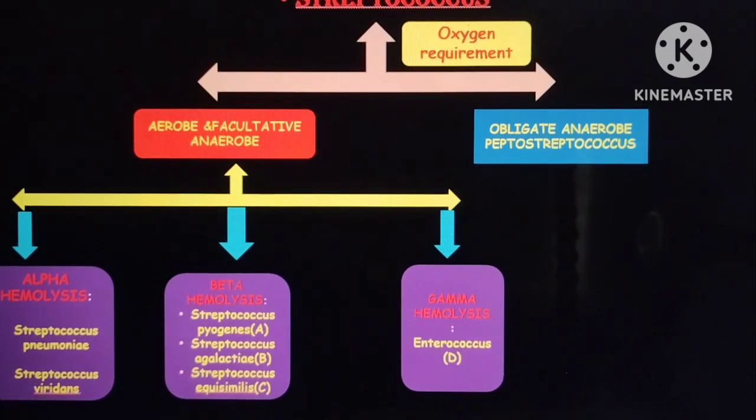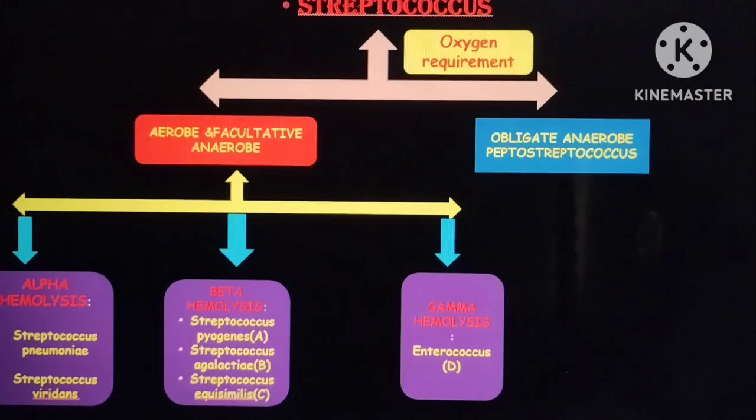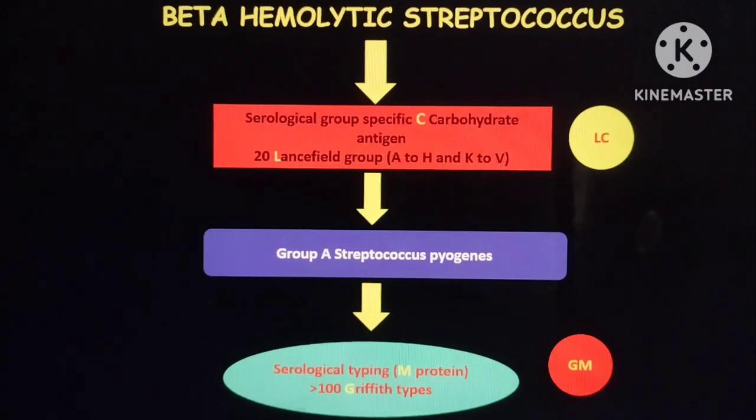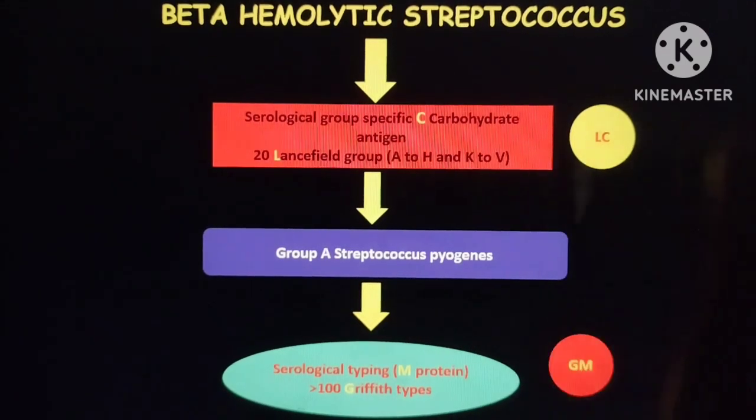Next, again this is an important slide, the beta hemolytic Streptococcus. The beta hemolytic Streptococci are pyogenes, agalactiae and equisimilis. We can classify them based upon the carbohydrate antigen, which is called Lancefield grouping. You can remember it like LC: L for Lancefield and C for carbohydrate antigen. There is no need to know A to H and K to V and all. You just want to know that Lancefield grouping is based upon the carbohydrate antigen.